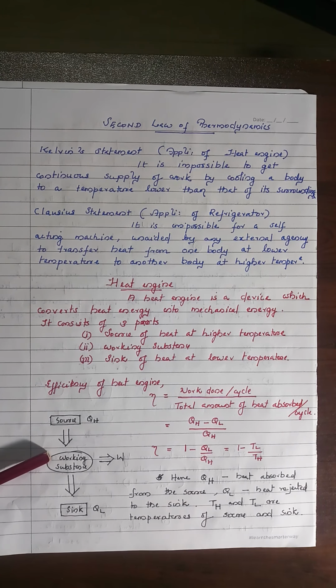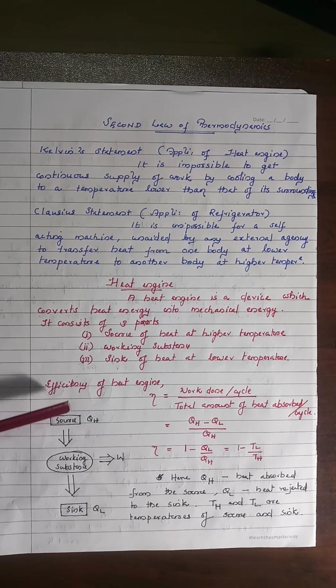And look, the working substance takes QH amount of energy from the source, and after doing W amount of work, the rest is given to the sink as QL. The corresponding temperature of the source we can write as TH, and the sink as TL.